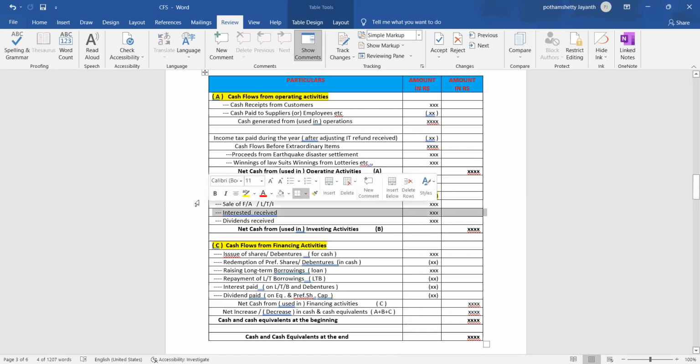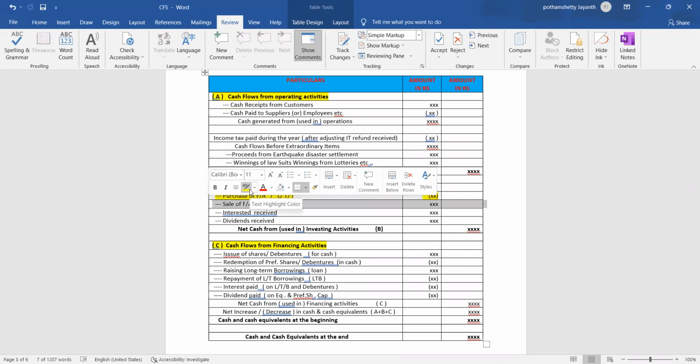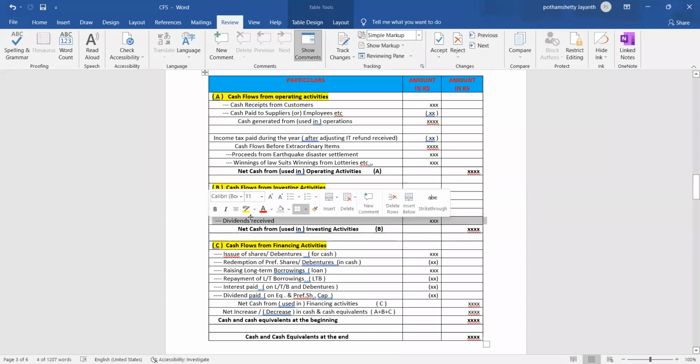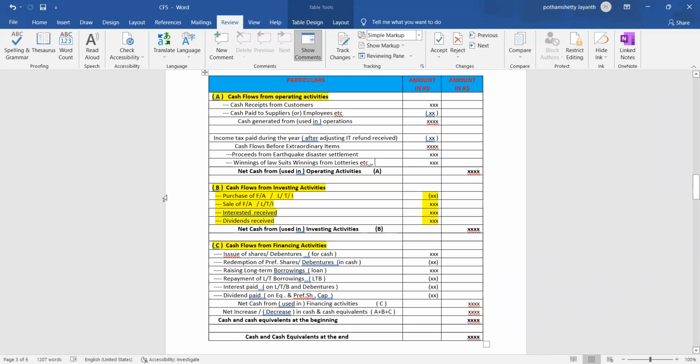When you sell fixed assets or long-term investments, it will be called an inflow. Sale of fixed assets or investments is an inflow, and interest received and dividend received are also inflows. So in investing activities, we have purchase of fixed assets or long-term investments, sale of fixed assets or long-term investments, then interest received and dividend received.